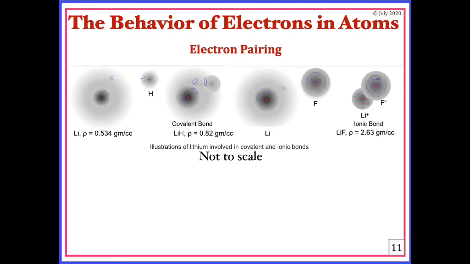Another example is fluorine capturing lithium's 2s1 electron. It leaves the lithium ion with its central core that is smaller than a helium atom. When that is attracted to the fluoride ion, the assembly is very small. That helps explain why lithium fluoride has a much higher density than lithium hydride and even liquid fluorine. At its boiling point, fluorine's density is about 1.55 grams per cc. You'll see that of lithium fluoride is somewhat higher.